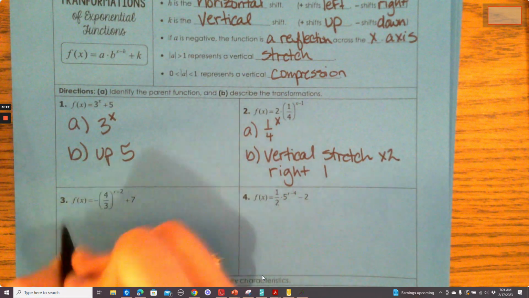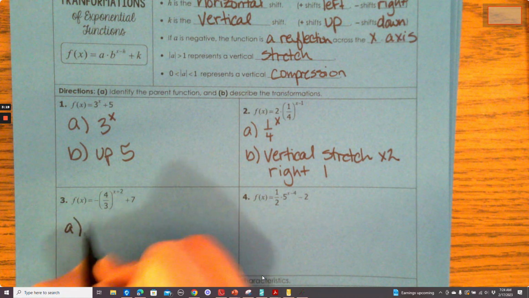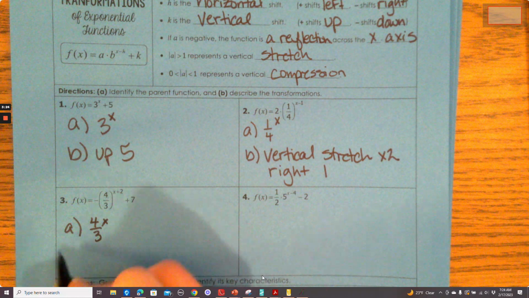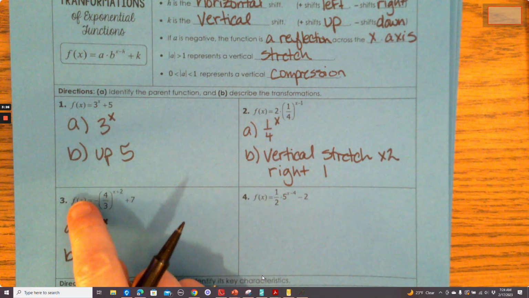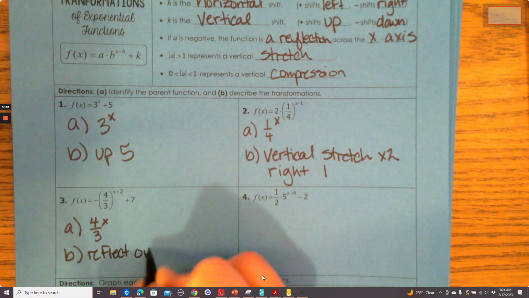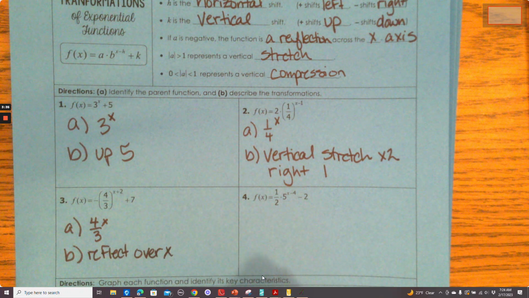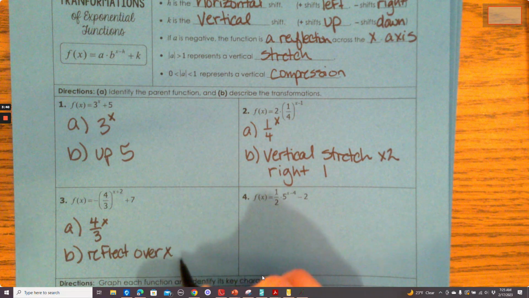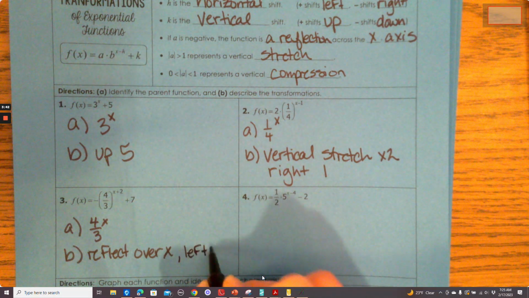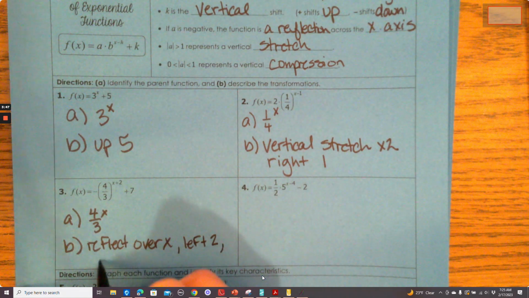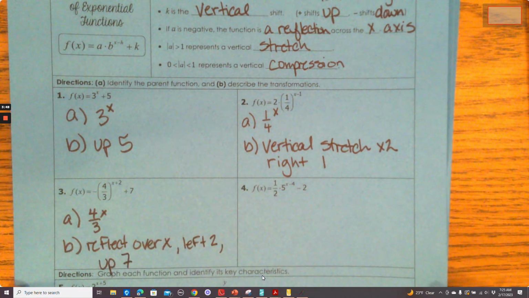All right, so number 3, our parent function here is 4/3 to the x. And then our transformation, so let's start. We've got a negative out here in front. That means we're going to reflect this over the x-axis. Then we're adding 2 to the exponent, which means we're going to go left 2. And then we're adding 7 to the end, which means we're going to go up 7.